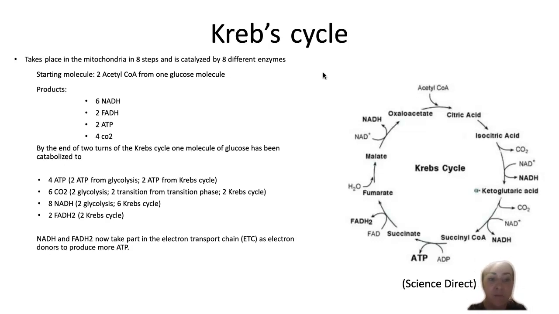Step 7, fumarate gets converted to malate by the addition of 1 H2O and catalyzed by fumarase. Step 8, malate is dehydrogenated to oxaloacetate that combines with another molecule of acetyl CoA to start a new cycle. Hydrogen removed gets transferred to NAD+. The reaction is catalyzed by malate dehydrogenase.